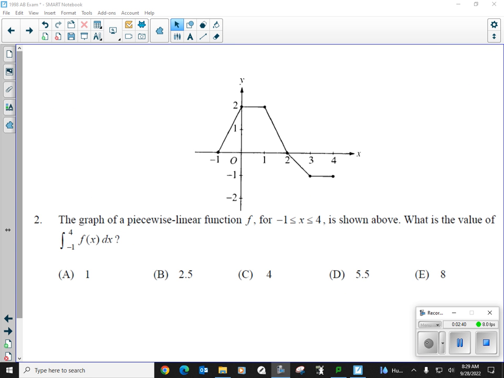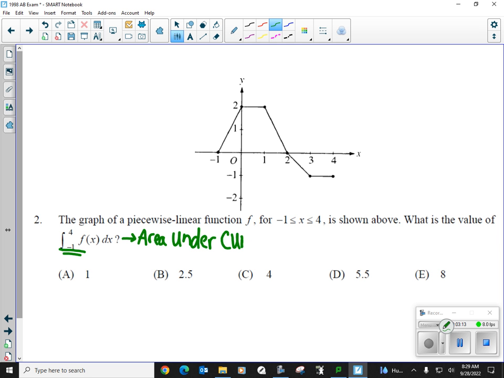Number 2. I love when they give us graphs. The graph of a piecewise linear function f for x from -1 to 4 inclusive, meaning I include -1 and 4, is shown above. What is the value of the integral from -1 to 4 of f of x? Integrals are area under the curve. We can do things that way, just figuring out the area under the curve. What's great here is these are just geometric shapes.